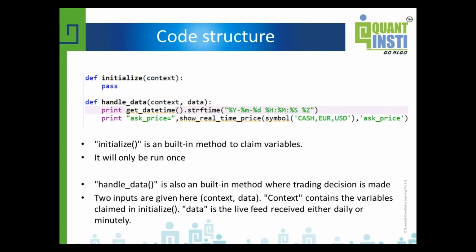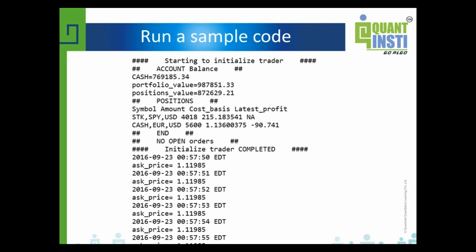There are 2 parameters. One is context, which contains the variables claimed in initialize. And data will store the live feed received either daily, by minute, or at other frequency. In this sample code, I print get data time and then adjust the format. This is a Python style. And then you print the server time. Next is to show a price, which is Forex euro to US dollar, and show the ask price.